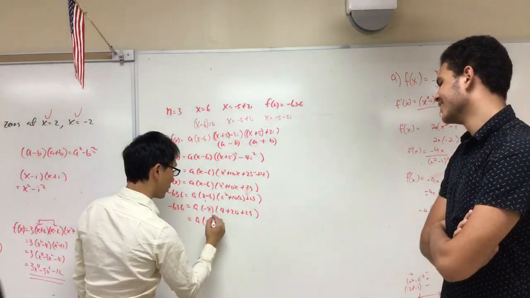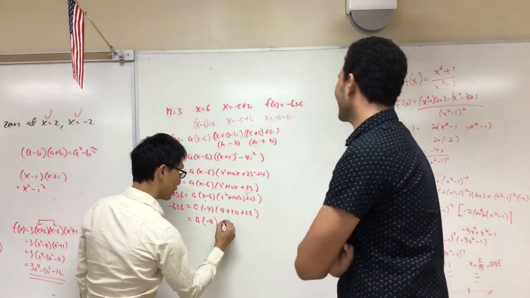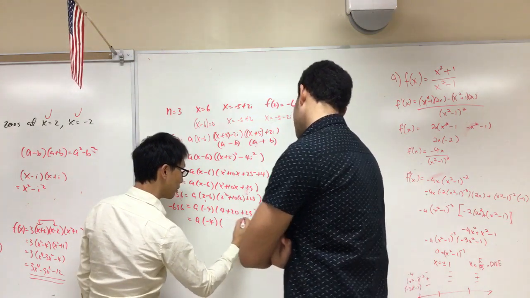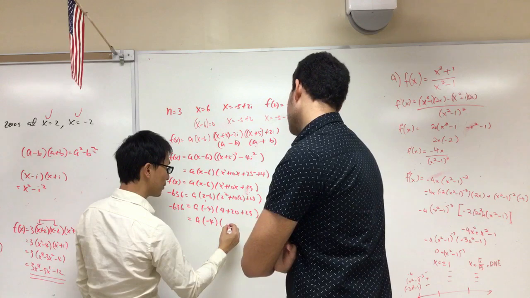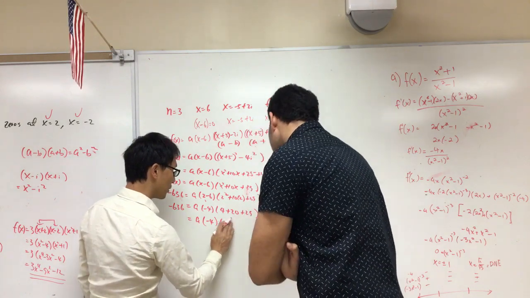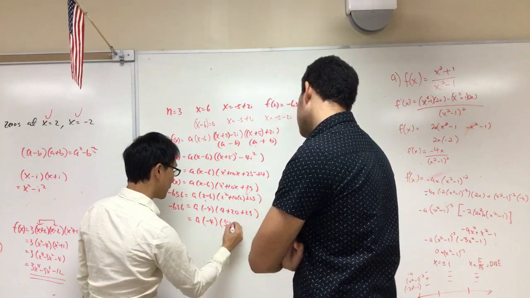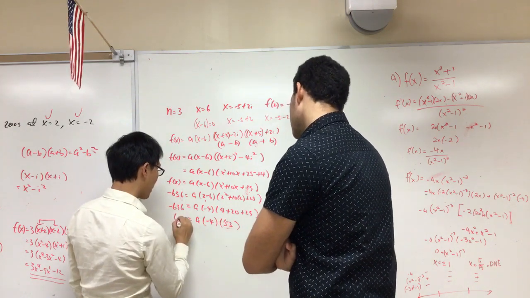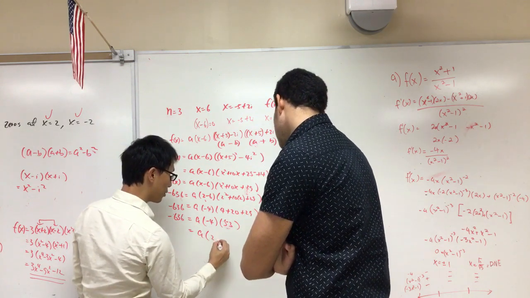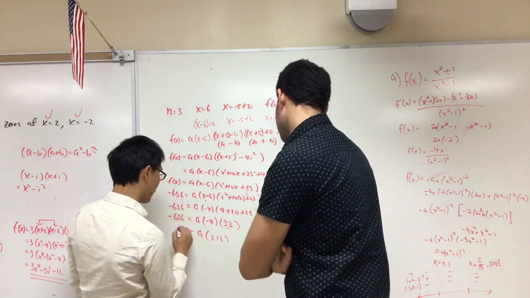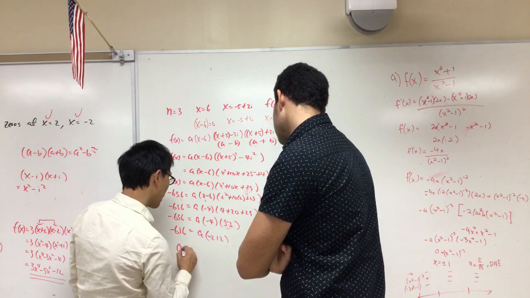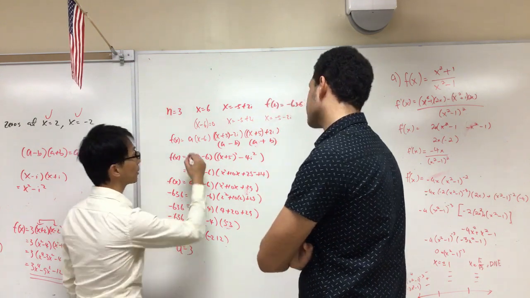So 4 times 4 is 16, plus 20 is 36, plus 29 is 65. Oh, sorry about that. So negative 636 divided by negative 212 is 3. So a is equal to 3, and you can plug 3 into here.